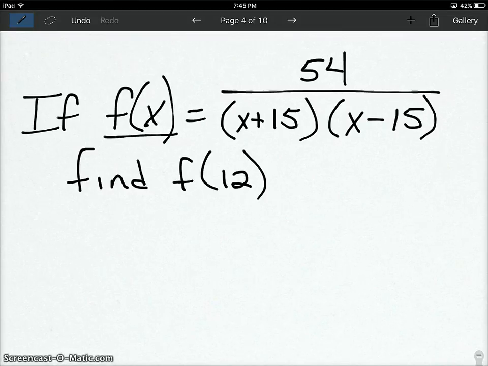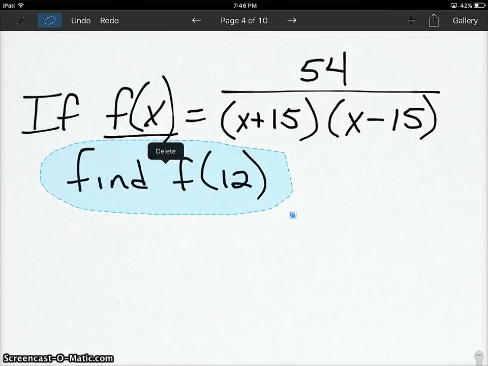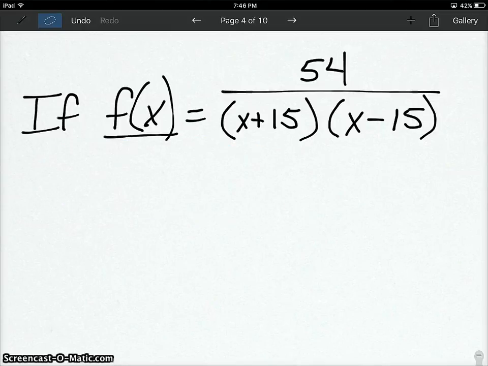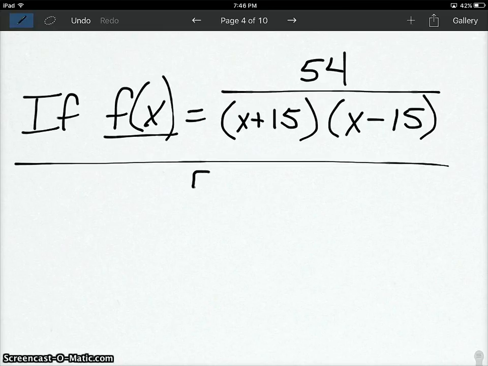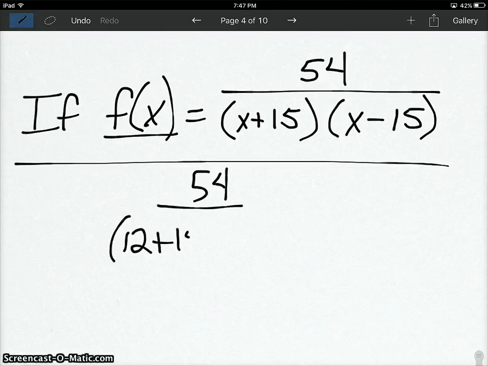Now, anywhere you see the x, you're going to plug in the number 12. So everywhere we see an x, we're going to put in a number 12. So let's rewrite it. Let me clear out some space here real quick. Remember, we're finding f of 12. So anywhere we see an x, we're going to put in a 12.